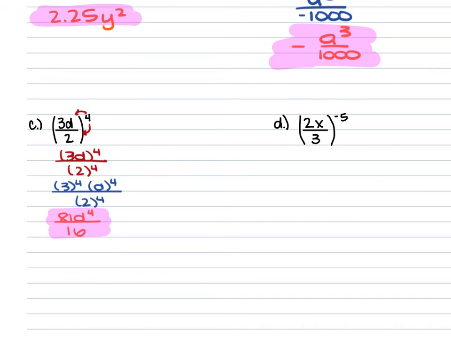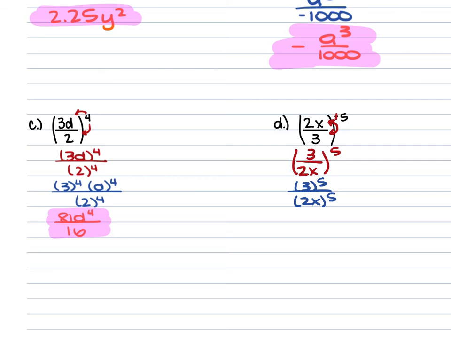For example D, we have 2x over 3 to the negative 5th power. Now you can do this one of two ways. You could apply the negative 5 to the power of both the numerator and the denominator, or you can turn it into a positive 5 first and then do that. I would turn it into a positive 5 first by taking the reciprocal of the fraction. So this is going to be 3 over 2x raised to the 5th power. So then that 3 gets raised to the 5th power, as well as that 2x gets raised to the 5th power.